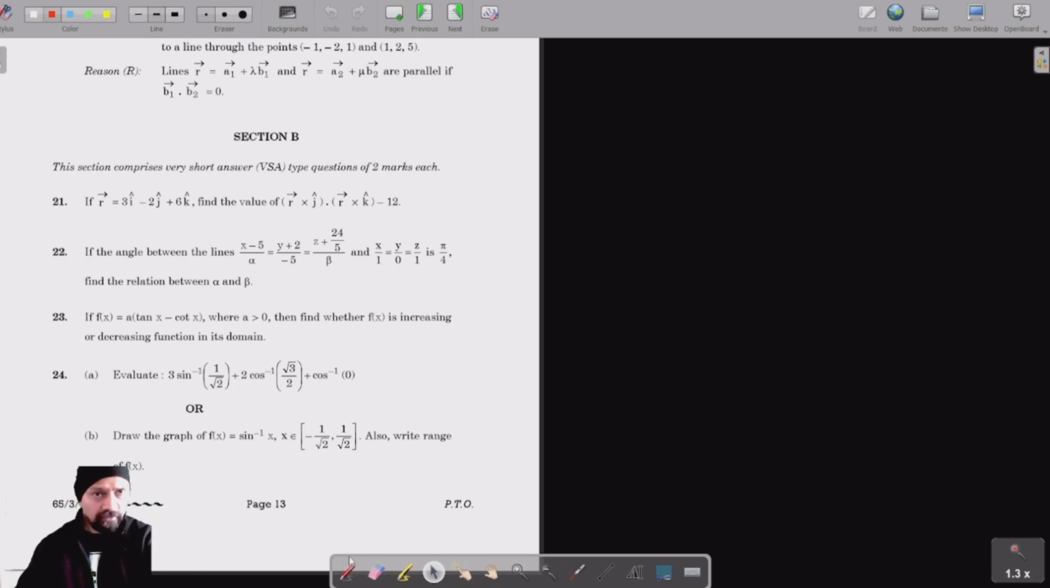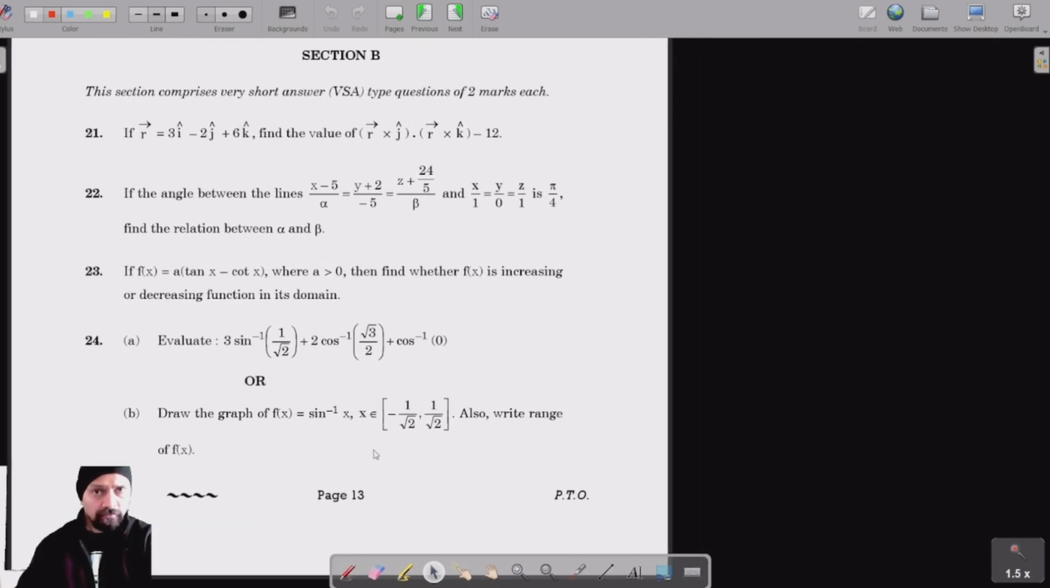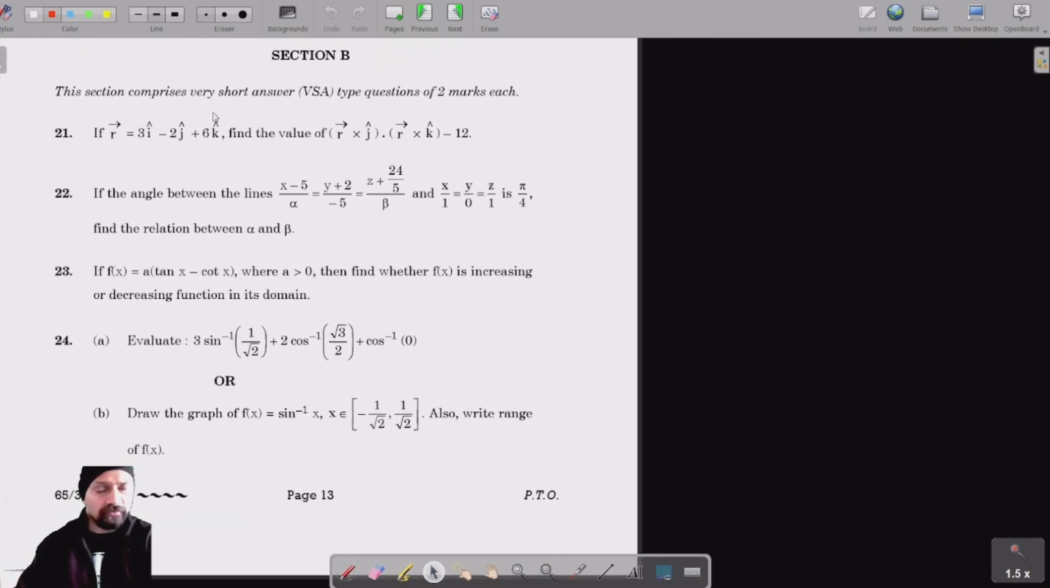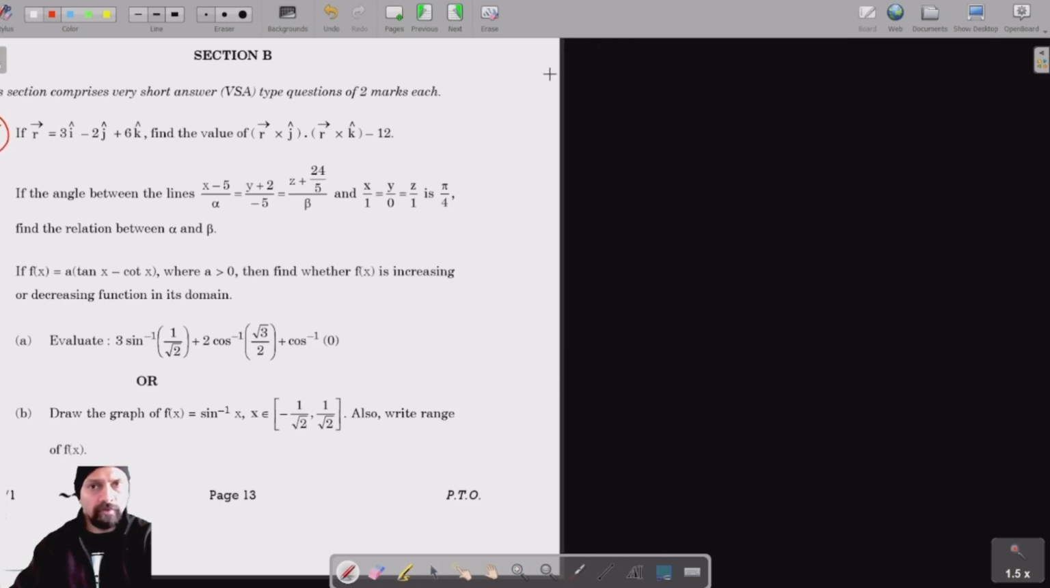For section B, we have very short type questions of 2 marks each, and these are 5 questions. So let's get started with question number 21.